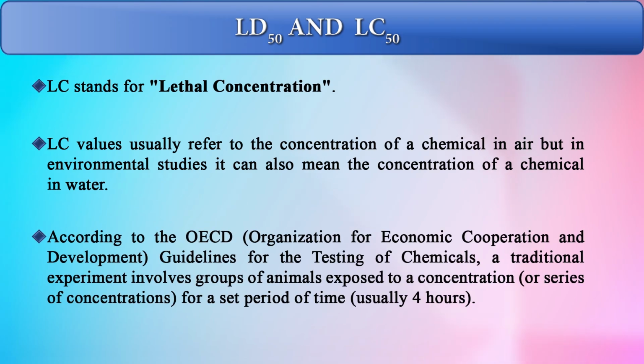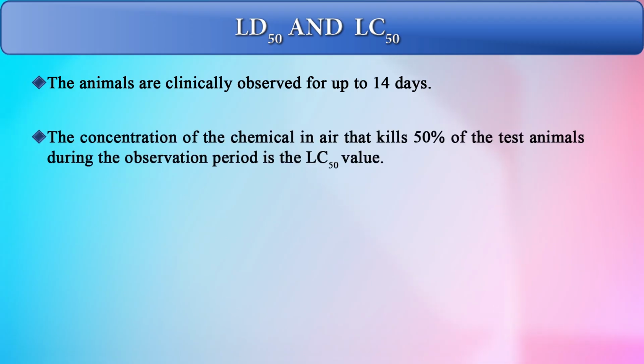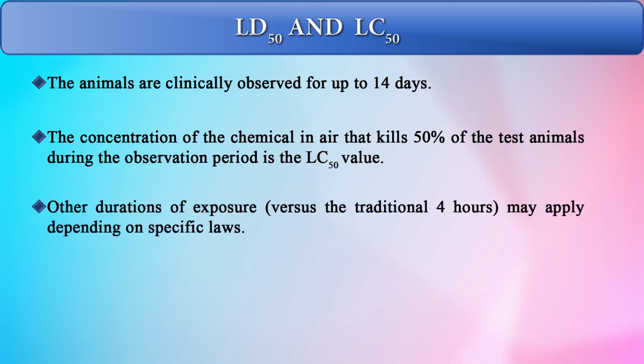According to the OECD, or Organisation for Economic Co-operation and Development, guidelines for the testing of chemicals, a traditional experiment involves a group of animals exposed to a concentration or series of concentrations for a set period of time. Usually it is 4 hours. The animals are clinically observed for up to 14 days. The concentration of the chemical in air that kills 50% of the test animals during the observation period is the LC50 value. Other durations of exposure, versus the traditional 4 hours, may apply depending on specific laws.